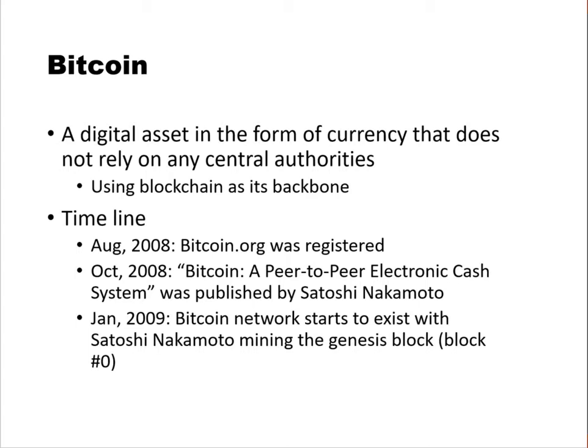The paper basically proposed Bitcoin and explains how it works. In other words, this paper is a blueprint to build Bitcoin. In January 2009, Bitcoin was created with Satoshi Nakamoto mining the first block, which is also called the Genesis block.